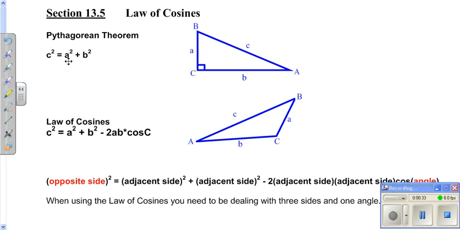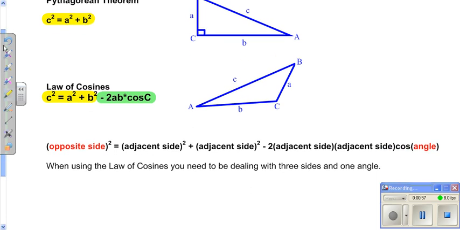Now, you'll notice our Pythagorean theorem that we have up here shows up in our law of cosines down here. But we have this additional stuff. This additional stuff right here really takes the place of doing the correction for not having a right angle. So this whole thing is your law of cosines.